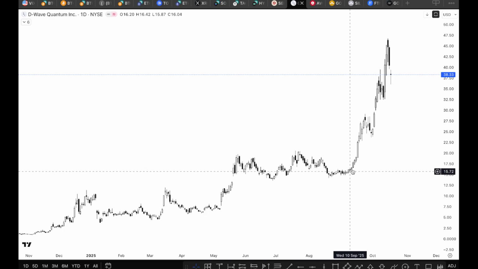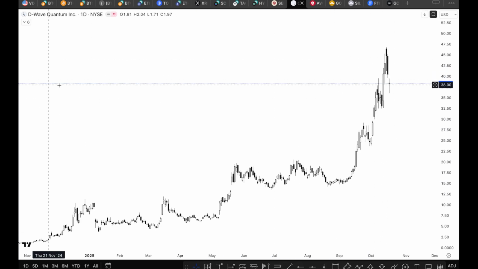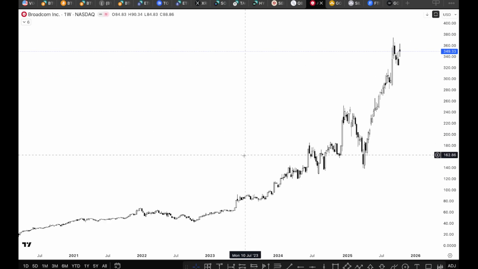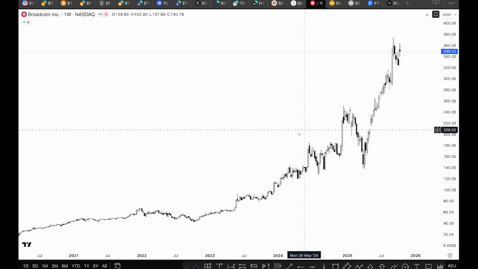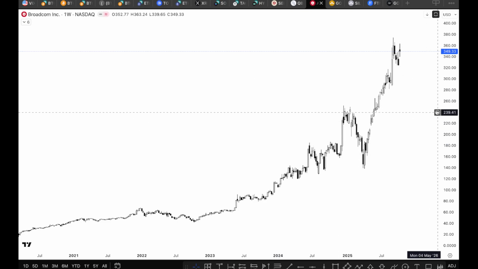Look at charts like this. This looks like an alt season, right? 2025 has been pretty much up only and now going into that parabolic phase. Quantum computing, it's got loads of hype. That's the alt season. Look at this coin. This has got the AI narrative. It's a manufacturer of semiconductor chips.